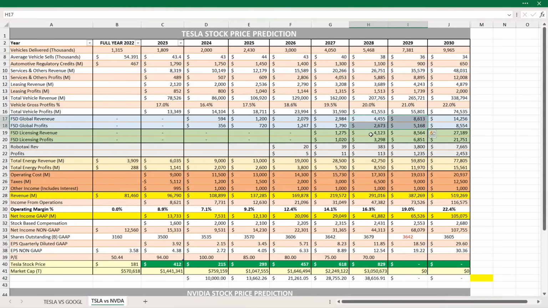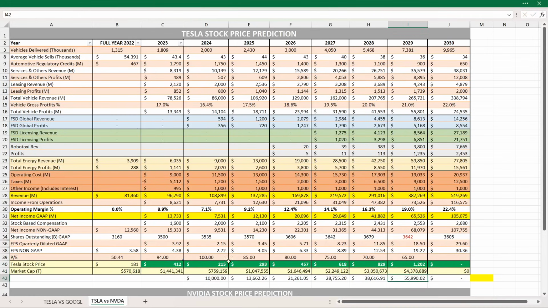2029. Look at the FSD revenues going up like crazy. Licensing is doubling, which is crazy. You have Robotaxi 10xing again, and I do expect this. Again, you guys can check the video in the corner on how I'm getting this number for the Robotaxi. It's madness. 19% operating margin. I'm going to give it a 65 PE, and that's a stock price of $1,200 per share and a market cap almost reaching 4.4 trillion.